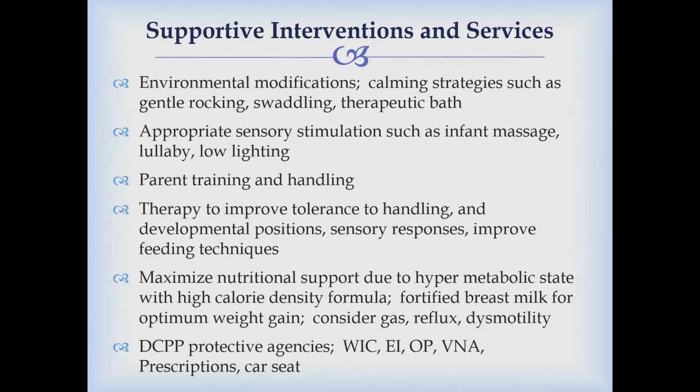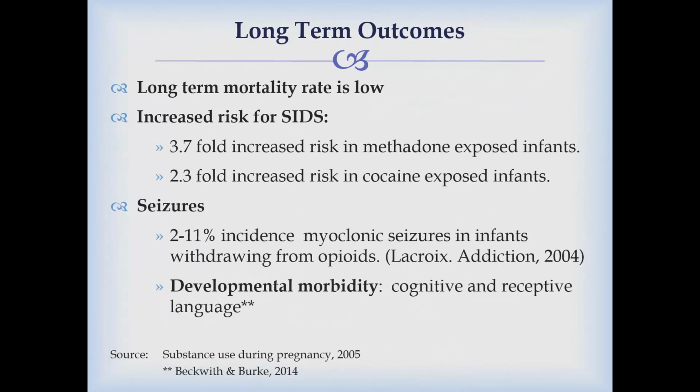The long-term outcomes, in terms of mortality, are very, very low. There is a report that talks about a possible increased risk of SIDS in methadone-exposed infants and an increased risk in cocaine-exposed infants. That was one article in 2005, and I have not seen more current literature on this. The incidence of myoclonic seizures is anywhere from 2 to 11%. And in an article published by our research from last year, we showed some significant delays in the areas of cognitive and receptive language.